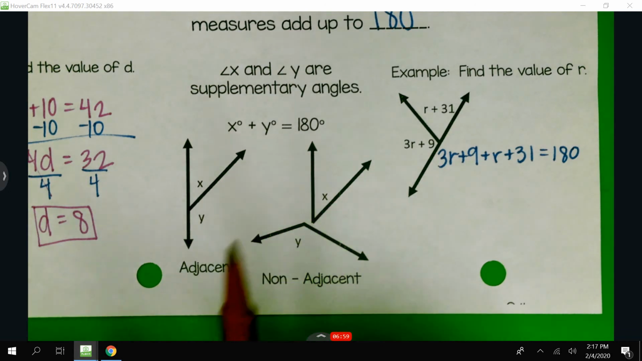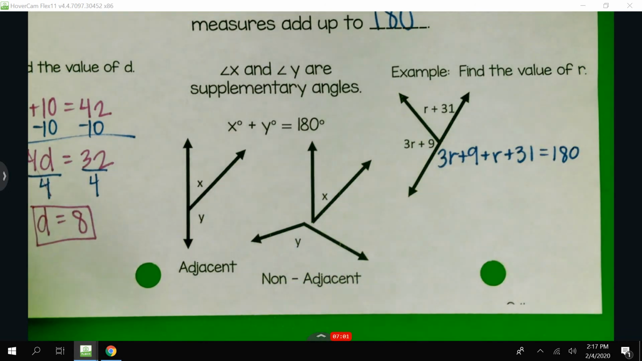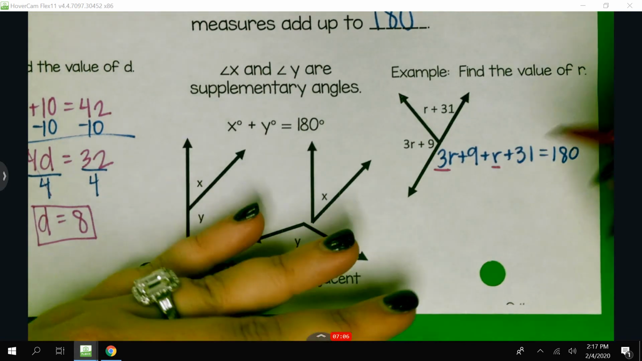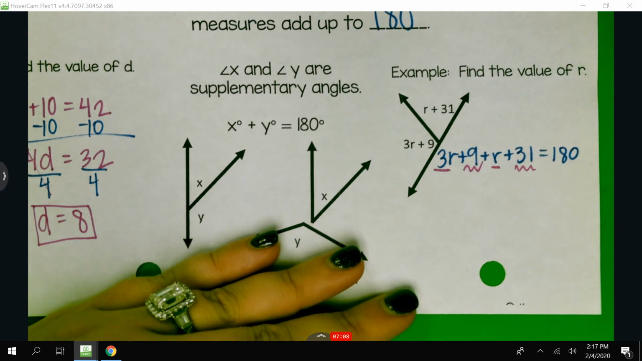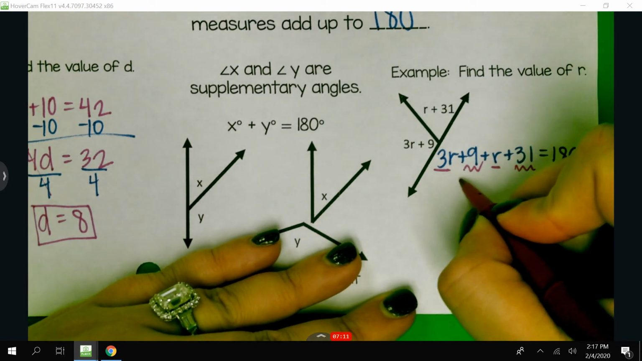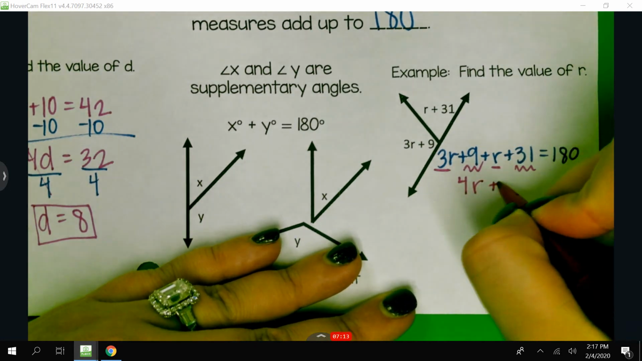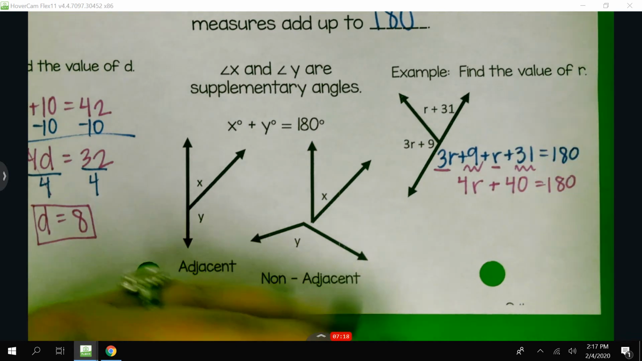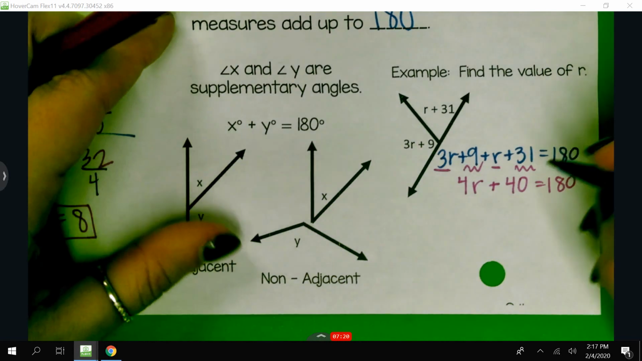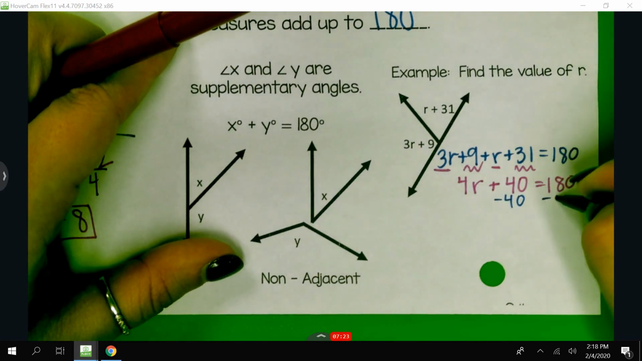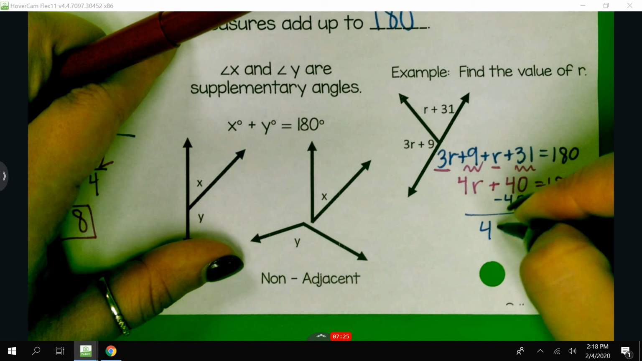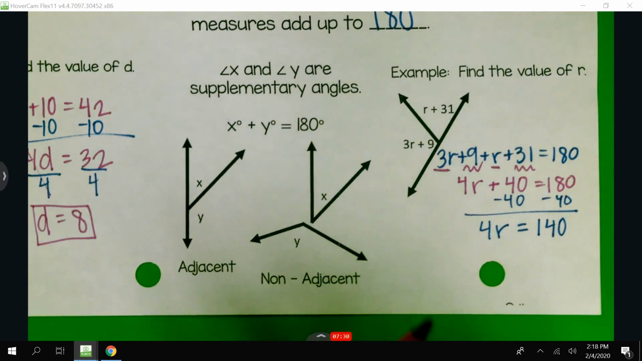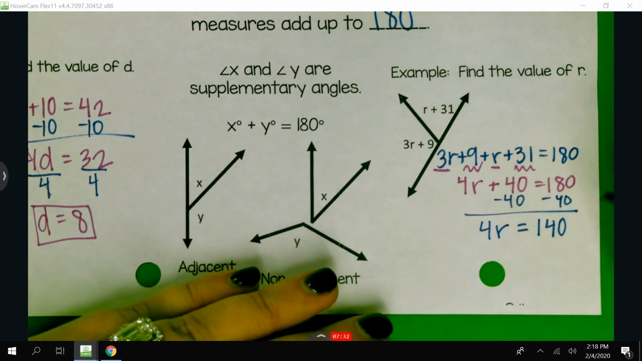What do you need to do first? Combine like terms. So what's one set of like terms? 3r. What's another set? 9, 31. Okay. So 3r plus 1r equals 4r. 9 plus 31, 40. How do you solve for r first? Subtract 40 from both sides. Then what? Divide by 4.